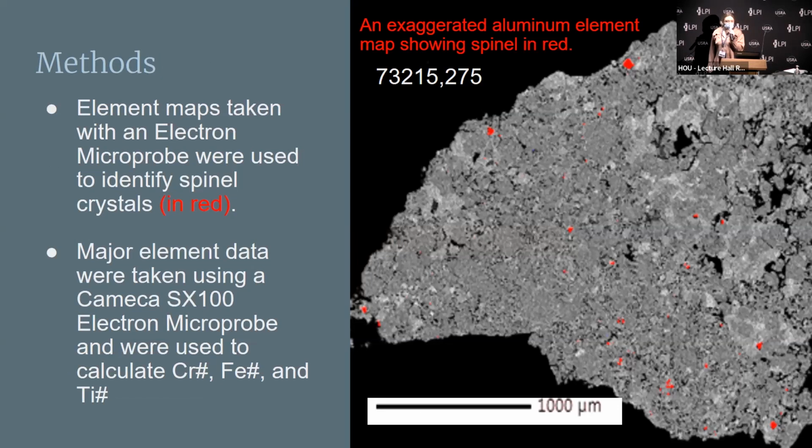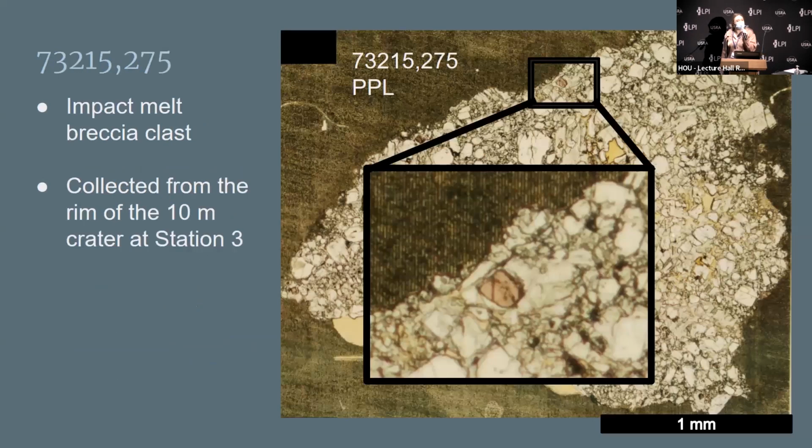I observed 73215-275 and analyzed major element data using a Cameca SX100 electron microprobe. I took element maps and then took this major element data, and here is a very exaggerated aluminum element map showing spinel in red. And here is a plane polarized light photomicrograph of the sample with one of the larger spinels accentuated. 73215-275 is a clast from an aphanitic impact melt breccia that was collected from the rim of the 10-meter crater at Station 3.